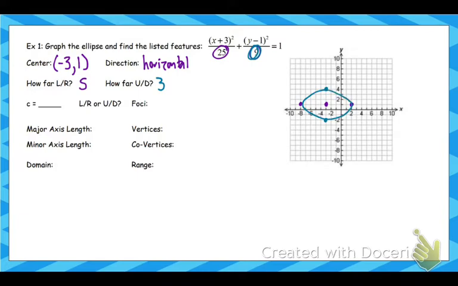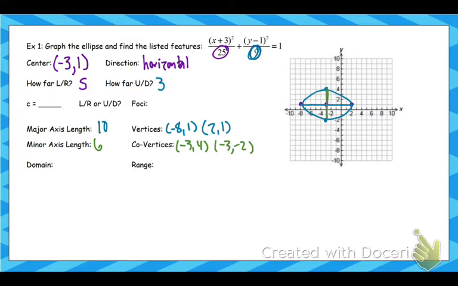All right, so before we find the foci, let me go ahead and fill in the rest of this now that we have our picture. The major axis is the longer one. So the length of that longer axis from endpoint to endpoint, that total distance is 10. The vertices are the 2 points at the end. So -8, 1 and 2, 1. The minor axis is the shorter one. So that shorter length there is 6. The co-vertices are the points that are on the end of that. So those points are at -3, 4 and -3, -2.